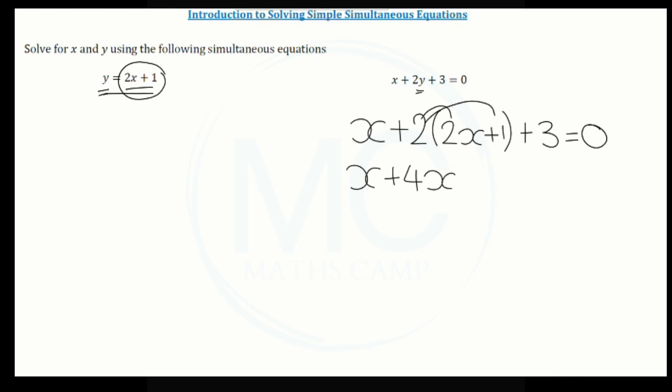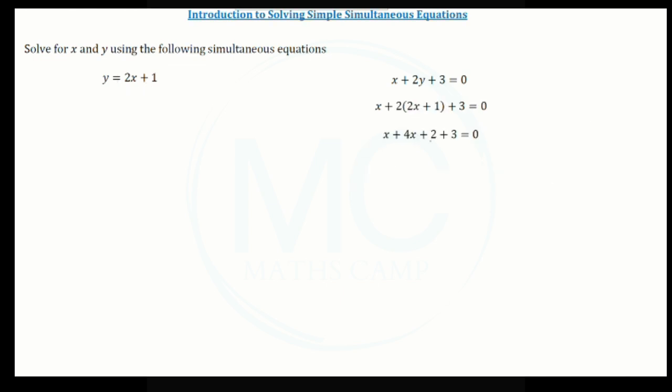2 multiplied by 1 is 2. Then we plus 3, and we make this equal to 0. Now I can add my like terms. I have x plus 4x, which gives me 5x. 2 plus 3 is 5. So I say plus 5 is equal to 0.